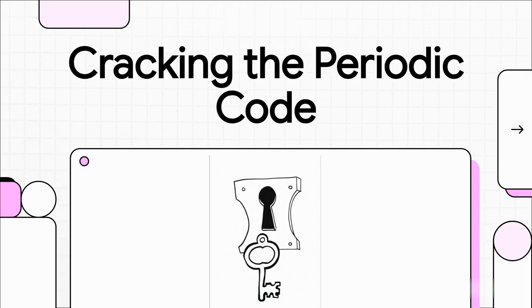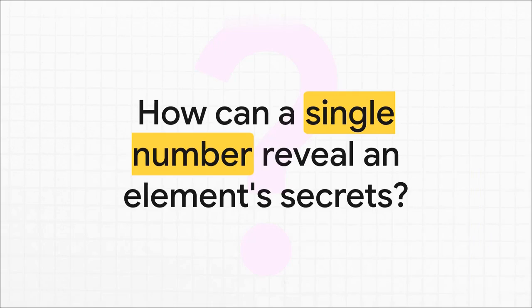A map. And on this map, an element's address doesn't just tell you where it is, it tells you who it is and what it's about to do. And really, it all boils down to this one simple question. How is it possible that a single number, the atomic number, can act like a master key, unlocking an element's entire identity? We're talking its personality, its secrets, and how it interacts with literally everything around it.